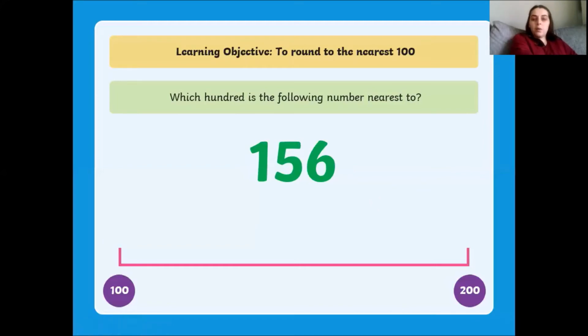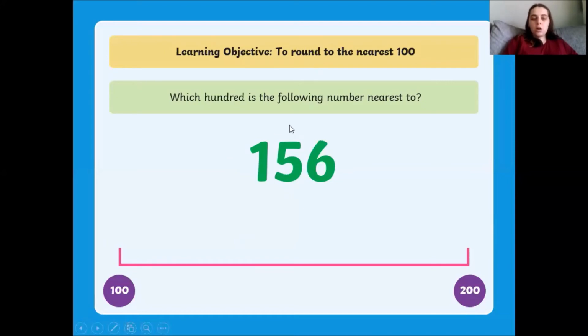Okay, so now we're looking at to the nearest 100. Which 100 is the following number nearest to? So I've got 156. So here, this is the number I'm working with. I've got nothing before it. So nothing will be staying the same. This number is 100 I've got. So my answer can either be that 100, which is 100, or 100 more, which would be 200. So I can label my number line. It's either going to be 100 or 200.